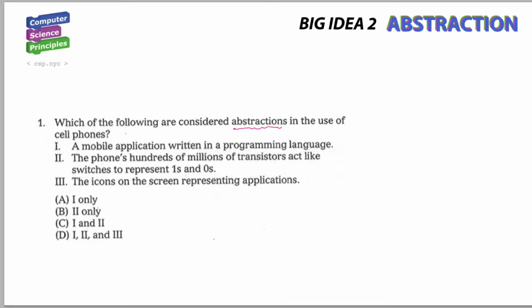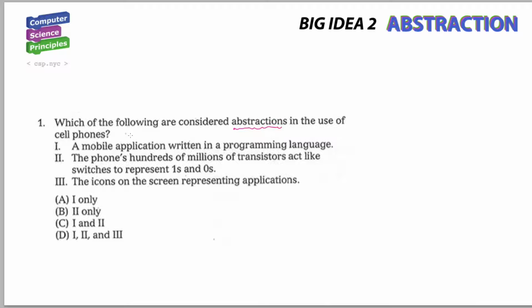So if somebody said, pass me the chair, they are actually abstracting in language. They're combining a bunch of ideas, like a chair has 4 legs, it has a seat, it has a back. So when someone says, pass me the chair, they don't need to say, pass me that thing with 4 legs and a back and a seat. They abstract, they collect a bunch of ideas into a single idea, which makes it a little simpler, and the detail is hidden. So it says, which of these are considered abstractions in the use of cell phones?